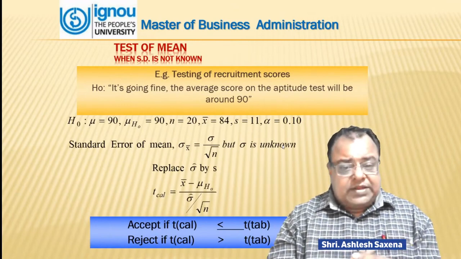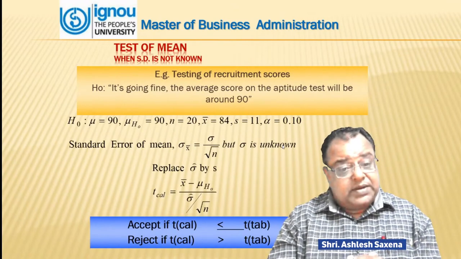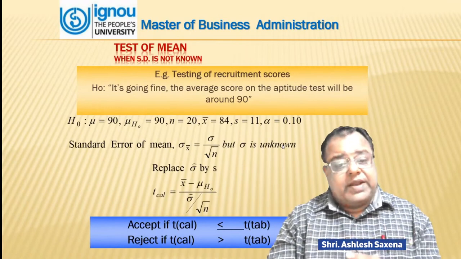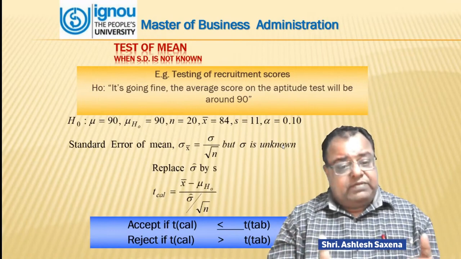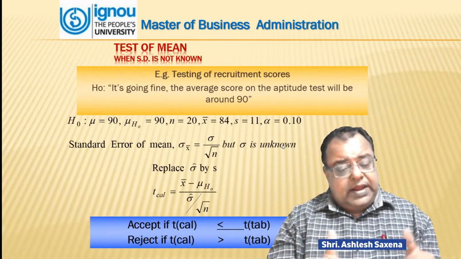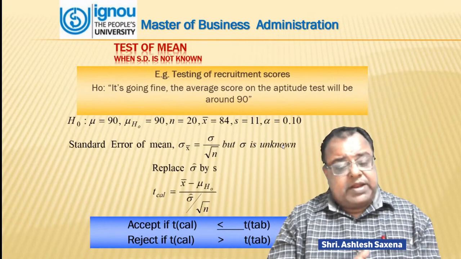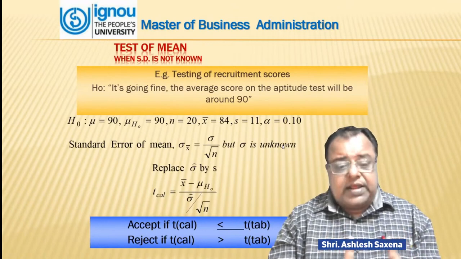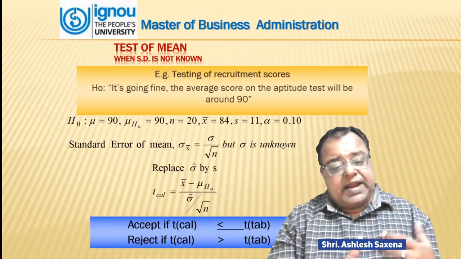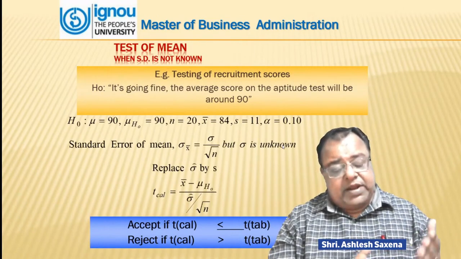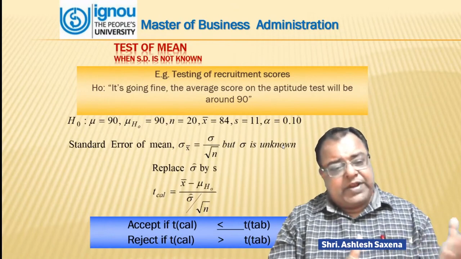Standard error of the mean has to be calculated, but sigma is not known. We replace sigma by s. That means now the t calculated value is equal to x bar minus mu H naught upon s divided by under root n. Similarly, if the t calculated value is less than the t tabulated value, we accept the hypothesis, and if the t calculated value is greater than the t tabulated value, we reject the hypothesis.